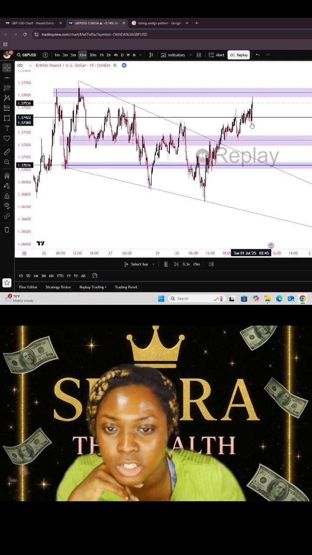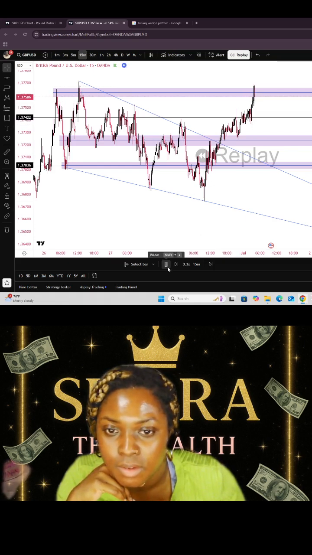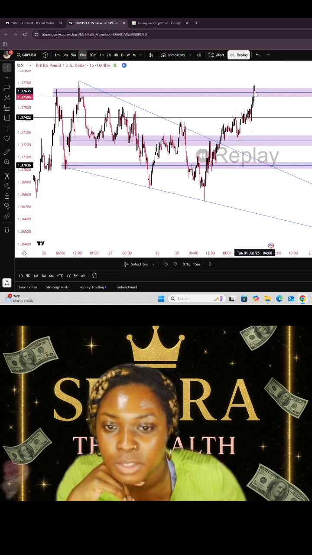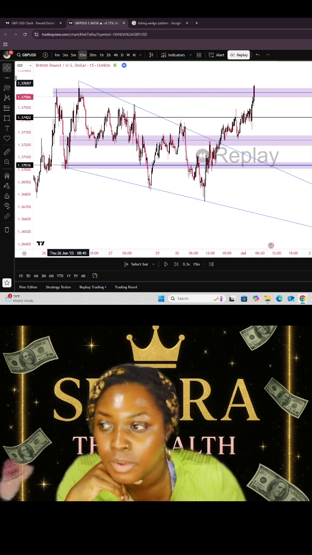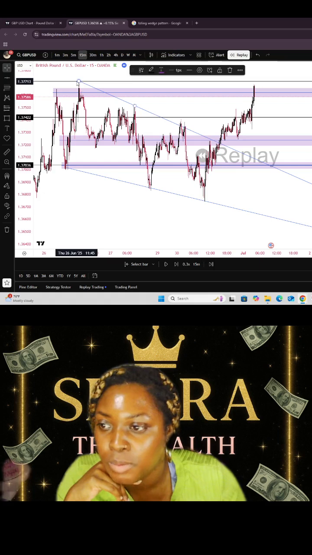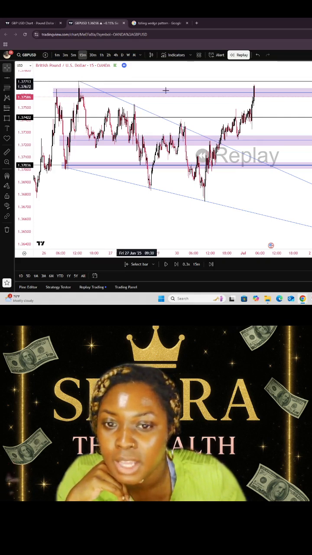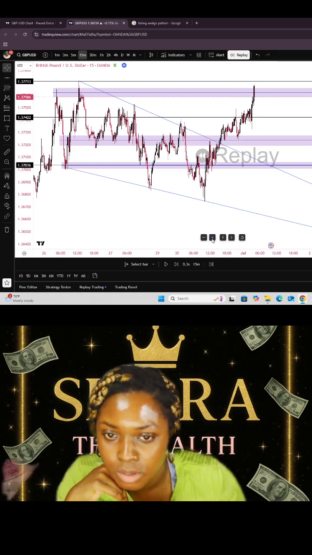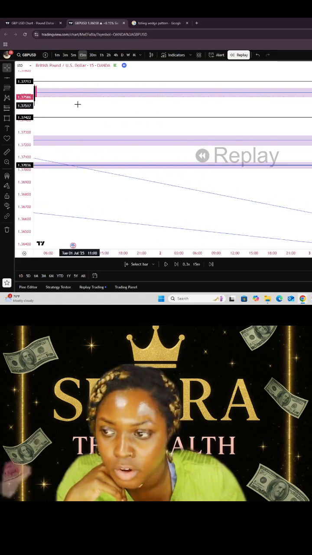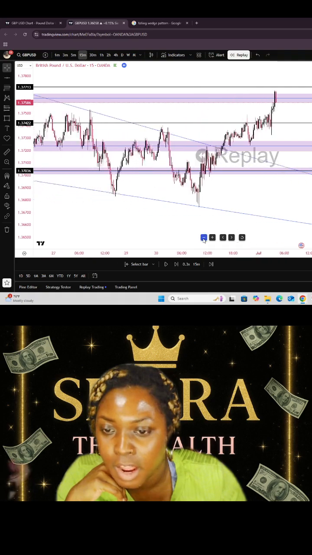Tuesday London session. Price is back at my major high up here. I want to see if price broke this area here. It hasn't ran this high, okay? It hasn't ran this high. Price went above this zone and closed underneath it.